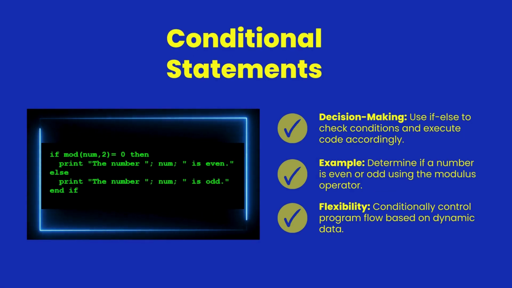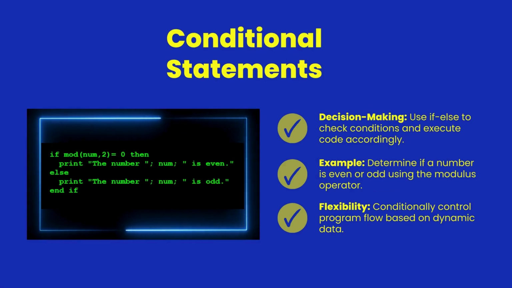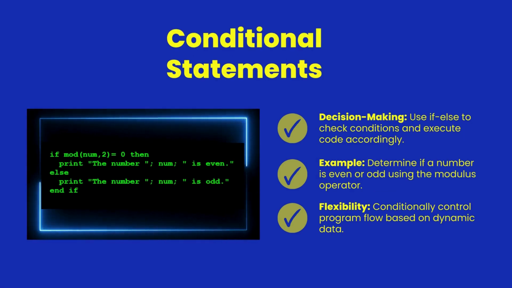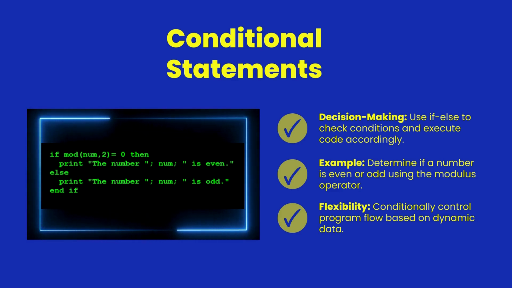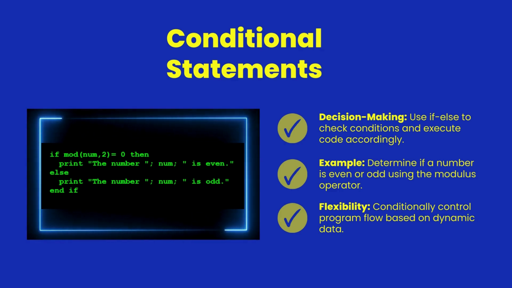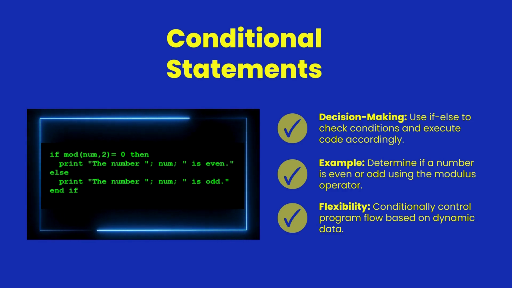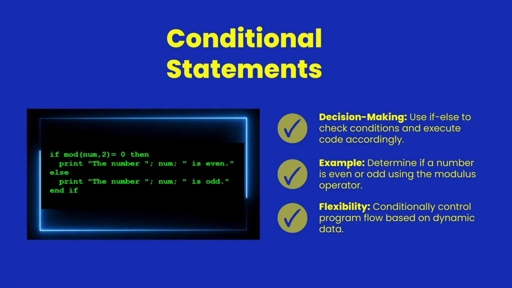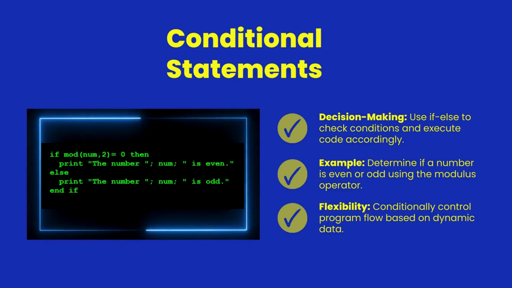Conditional statements allow your program to make decisions. The if-else structure checks conditions and executes code based on whether those conditions are true or false. This example determines whether a number is even or odd by using the modulus operator and an if-else statement.